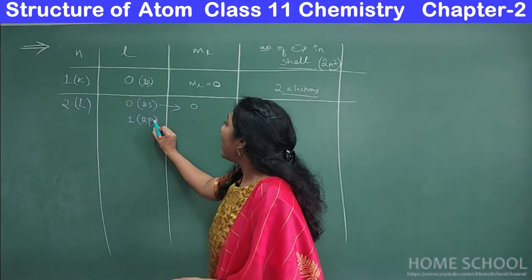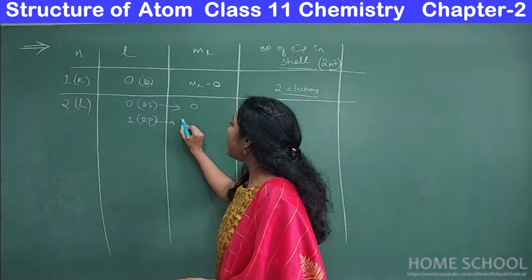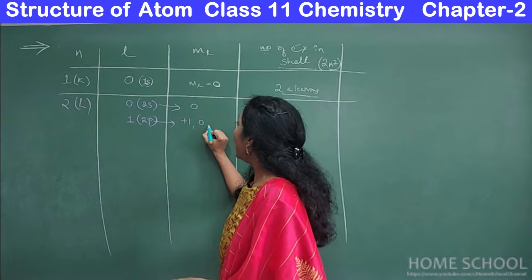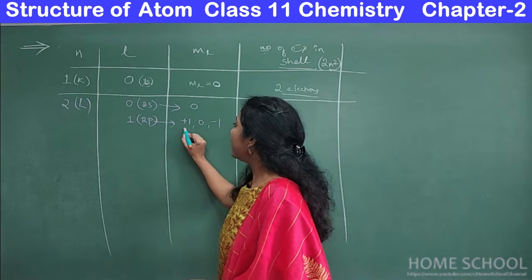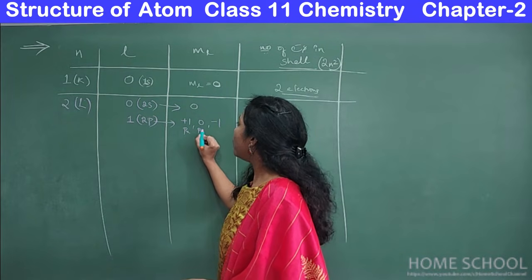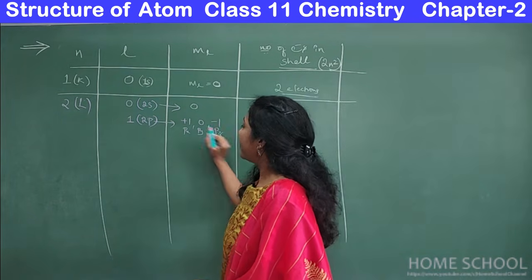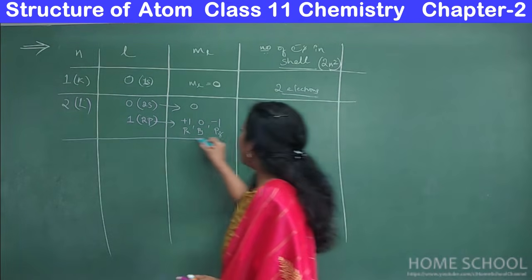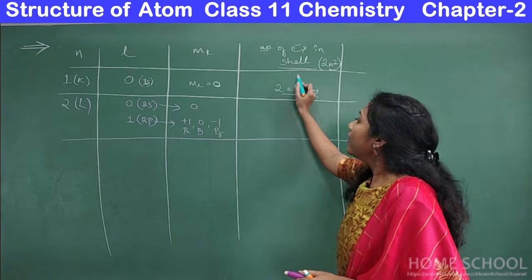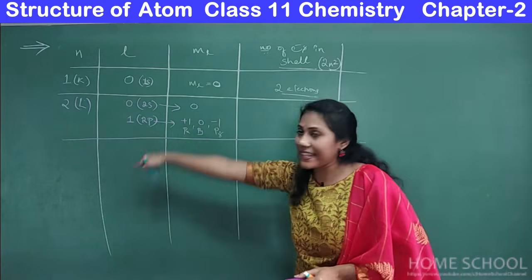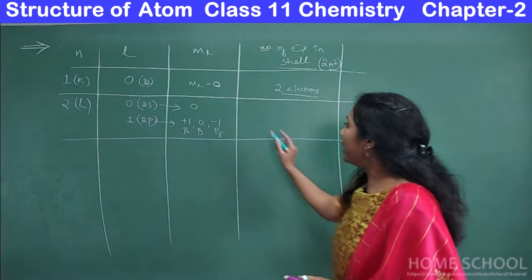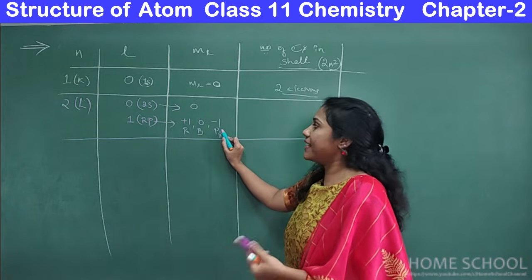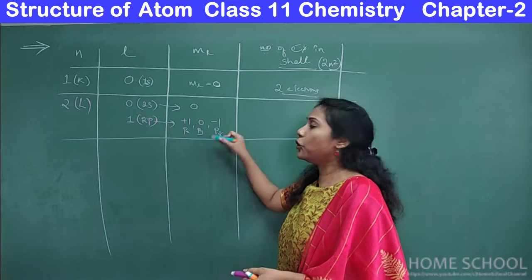And then here, how many ml values can be possible? It is +1, 0 and -1, right? So this is px, py and pz. So 3 are possible. So can you tell me in total how many electrons can be present in the second shell? In the second shell, see here 2 electrons and here 6 electrons, 3 orbitals, 3 into 2, 6, no?